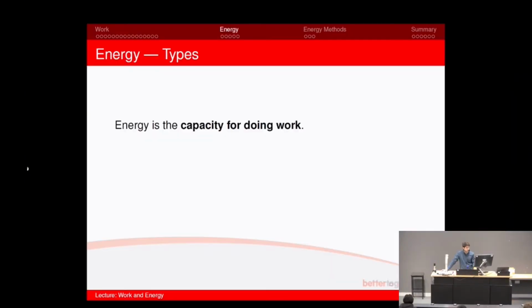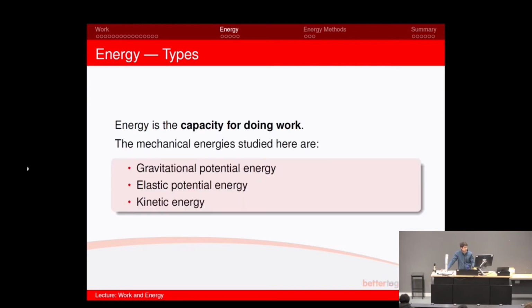All right, now we're moving on to energy. Energy is the capacity to do work. So I've got the capacity to move or do work depending on my placement or where I'm at. We get different kinds: gravitational potential energy, elastic potential energy, which is a spring or rubber band, and kinetic energy, which is something that's already moving.